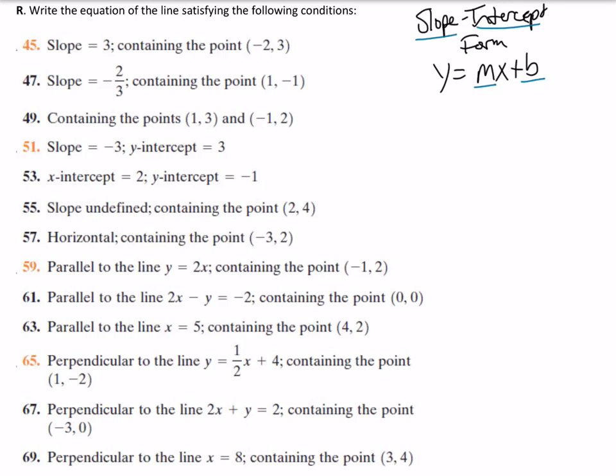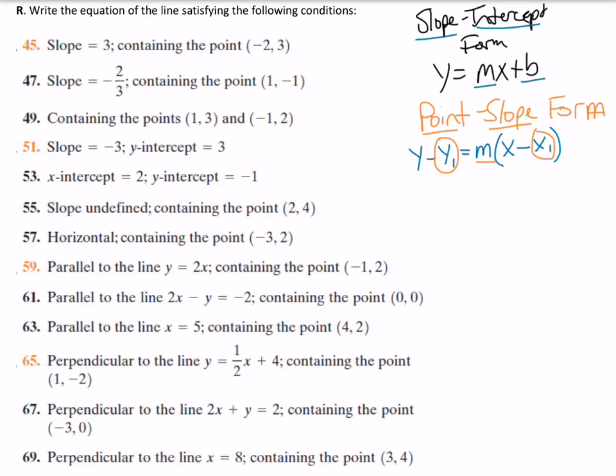So when we say we're going to put it in point-slope form, again, what do you think is going to be in this form? Well, we're going to be using a point, and we're also going to use the slope. So the point-slope formula is y minus y sub 1 equals m times x minus x sub 1. Okay, so m, of course, is the slope, and the point that we're going to use are these numbers right here, the y1 and the x1.